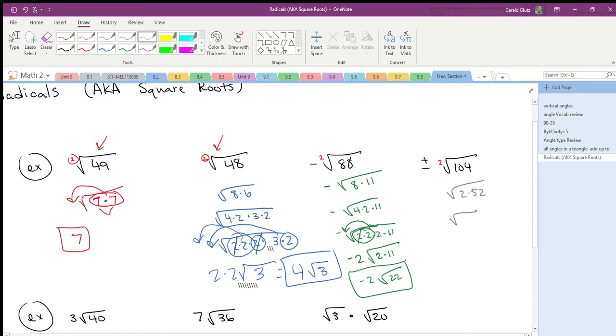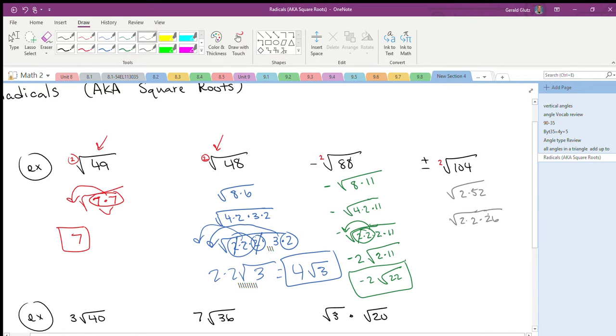So 2 is already prime, I can't break that down, so I'm going to leave it like it is. But 52, it's an even number. So anytime you have an even number, we know at least 2 goes into it. So 52 divided by 2 is 26. So that means 2 times 26 equals 52.